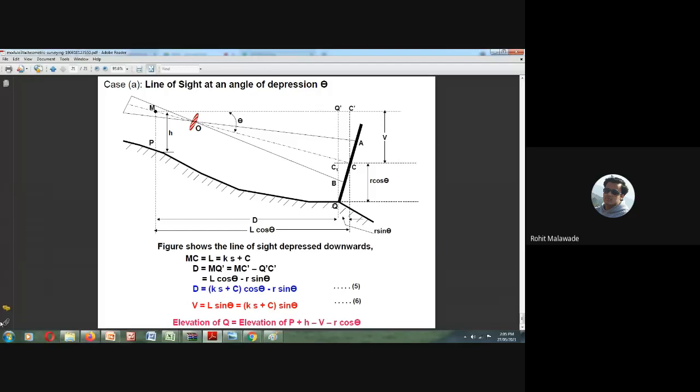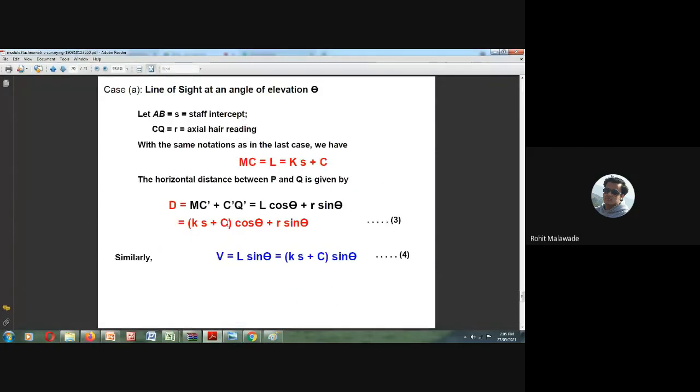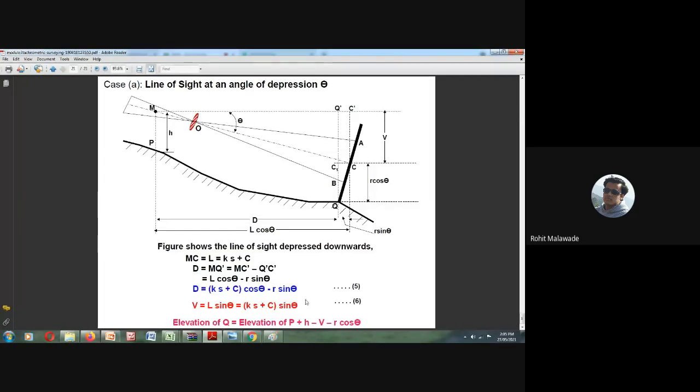In case of the angle of declination, D will become the same equation, but with minus R sin theta. Now the vertical distance V will become equal to L sin theta. It will remain the same, so Ks plus C into sin theta.